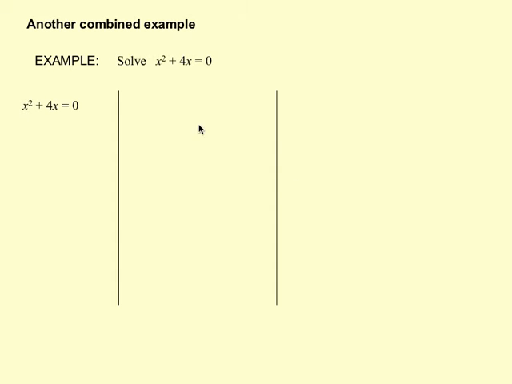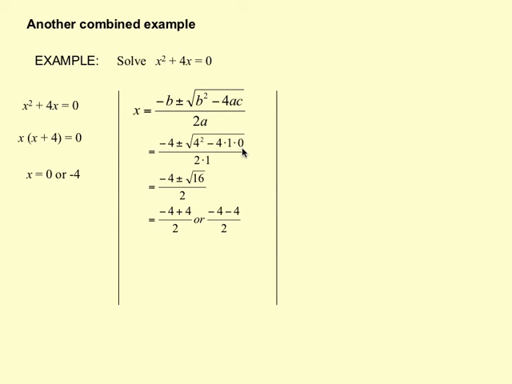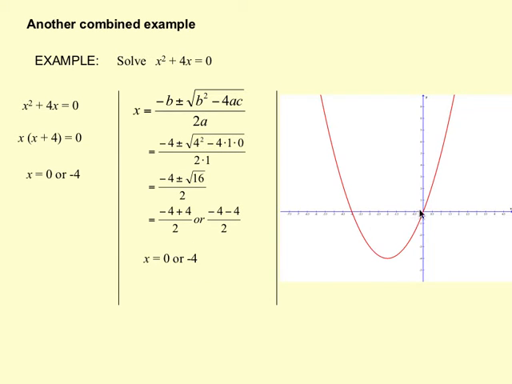Okay, next one. This one, simple to factor. You just take out a common factor of x. So x equals 0 or x plus 4 equals 0. So it's 0 and negative 4. In the equation here, a equals 1, b equals 4, c equals 0. So when you substitute it in, you got a 0 there for c. Makes it easy to solve. 0 and negative 4. Graph it. 0, negative 4.